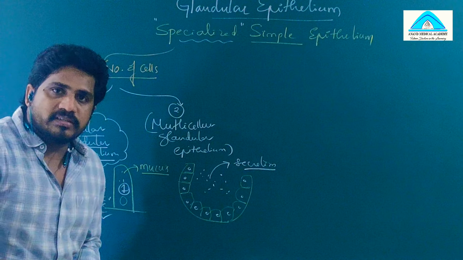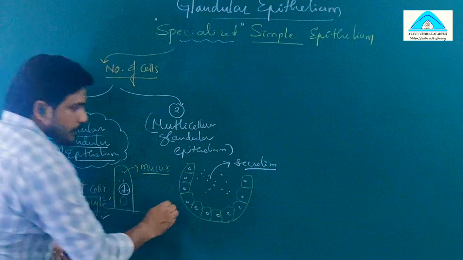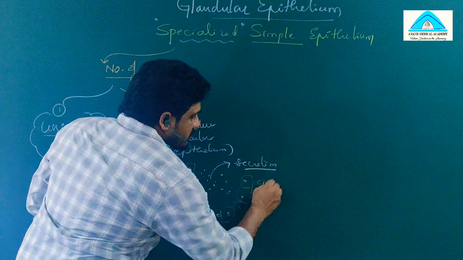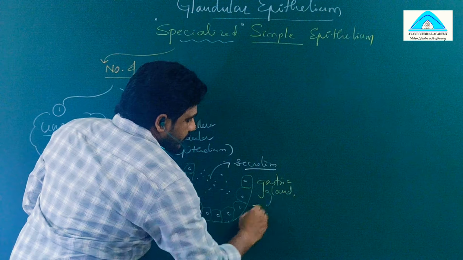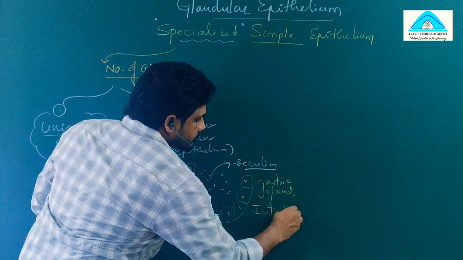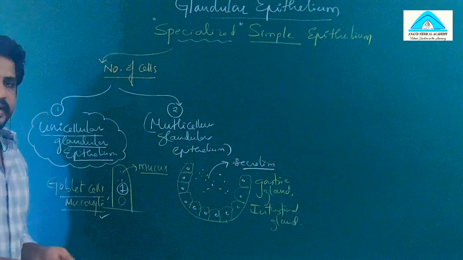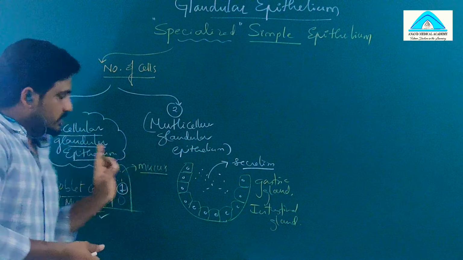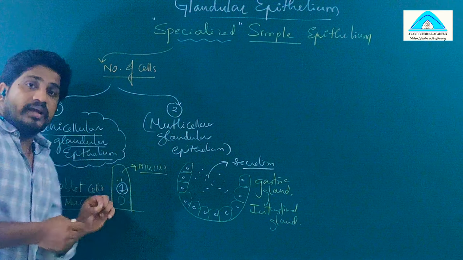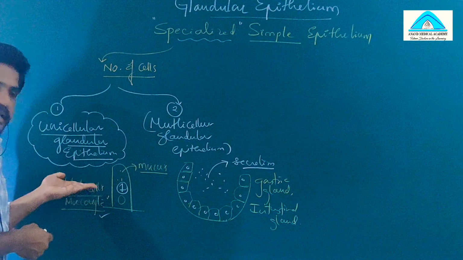Maybe gastric juice secreted in the stomach, maybe intestinal juice. For example, gastric glands, intestinal glands, etc. So here the difference is, no matter what they are secreting, you only have to count the number. A single cell alone can secrete, and that is called unicellular glandular epithelium.